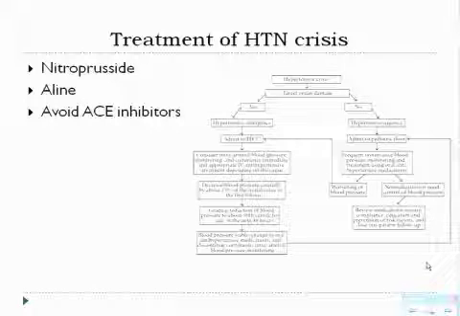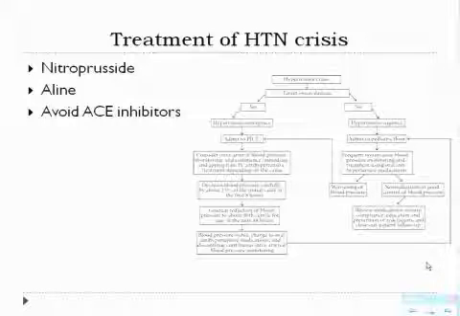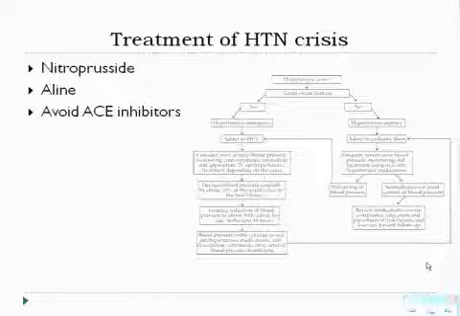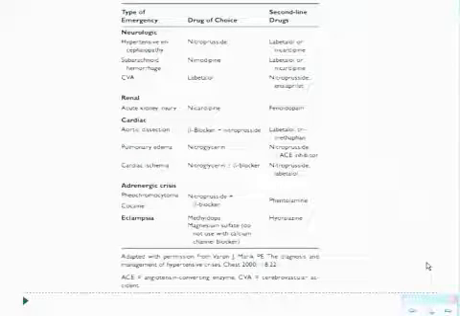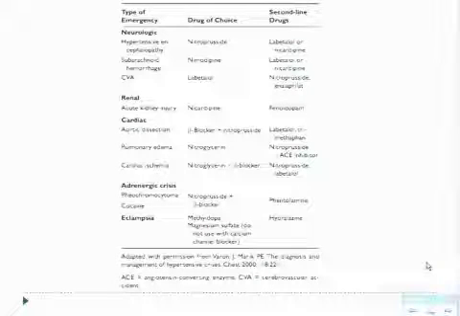The other thing you need to consider is clevidipine, which is a calcium channel blocker, which has also been used recently and has been found pretty effective. Okay? You can actually go through these different algorithms that they have available for you. Now, this is the last one, a table. And not that I always agree with every table that you see.